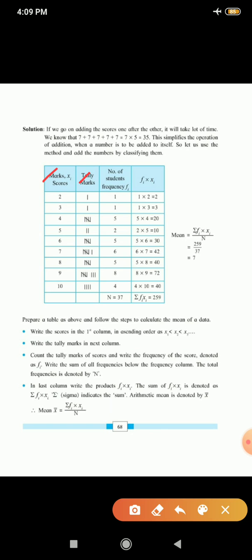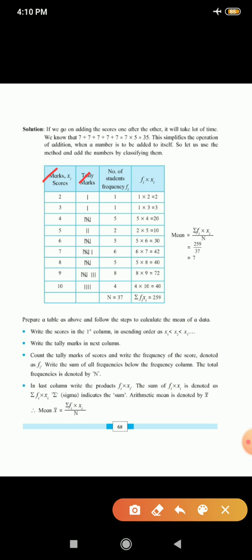So it becomes a group of 5. Next, the score 5 is occurring only twice, so 2 vertical lines. 6 is occurring 5 times: 1, 2, 3, 4 and 1 line which is crossing them. 7 score is occurring 5 plus 1, 6 times. 8 score is occurring 5 times. 9 score is occurring 5 plus 6, 7, 8 times.